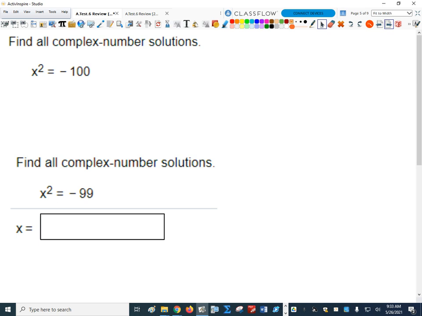Square root both sides, right? I'm just trying to isolate x. There's only one step in that case, right? I can point to a single x, so I can isolate it by just inverse operations. All I've got to do is square root both sides.